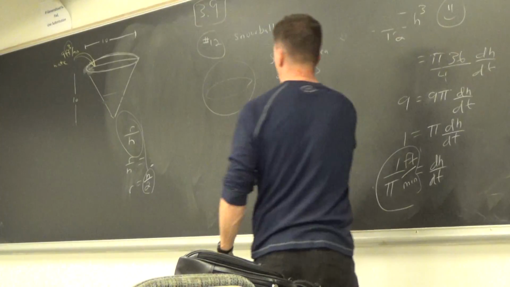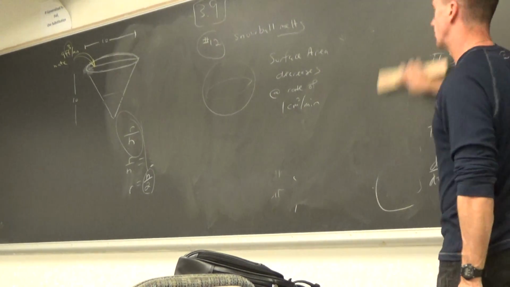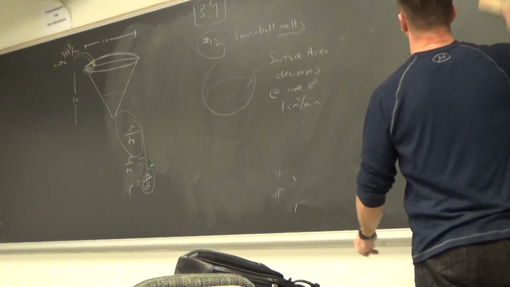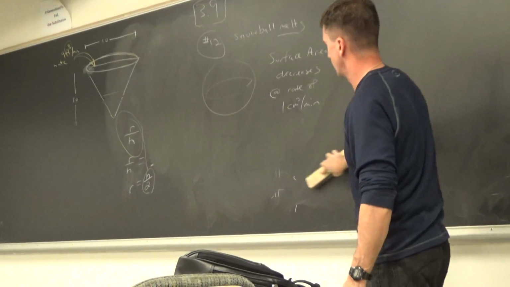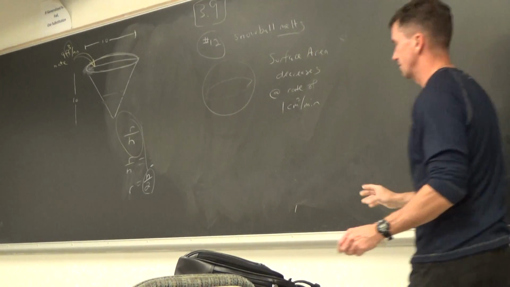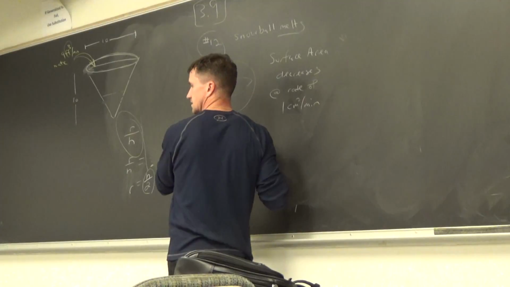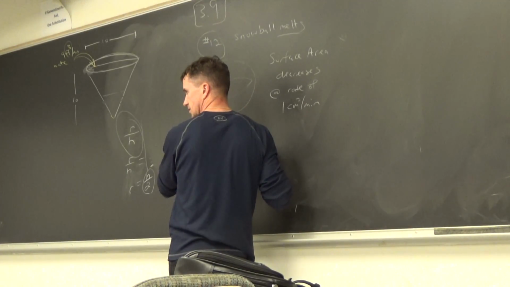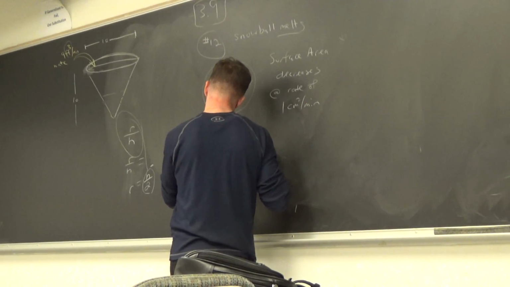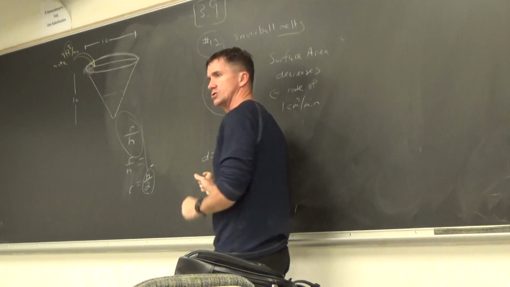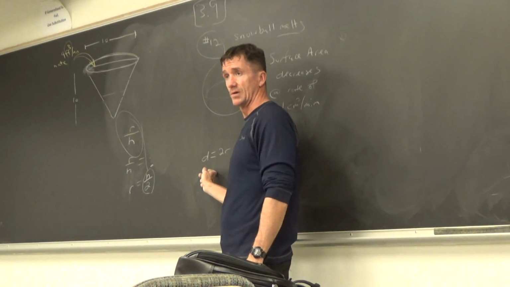So what are we looking for? How fast the diameter is decreasing. So the initial diameter is 10 centimeters, right? That's right. I'm going to go off to the side here before I forget. Is diameter equal to 2r or is r equal to 2d? D equals what? D equals 2r. Is that right? Mhm. Before I forget.